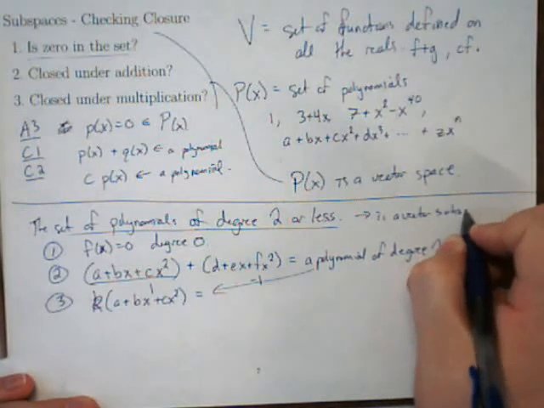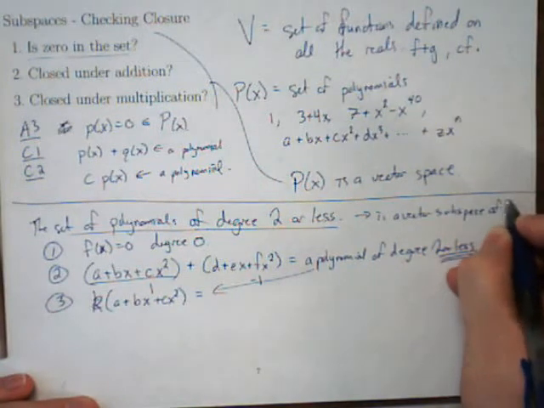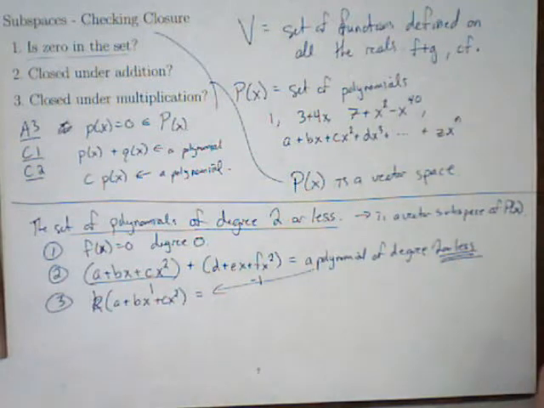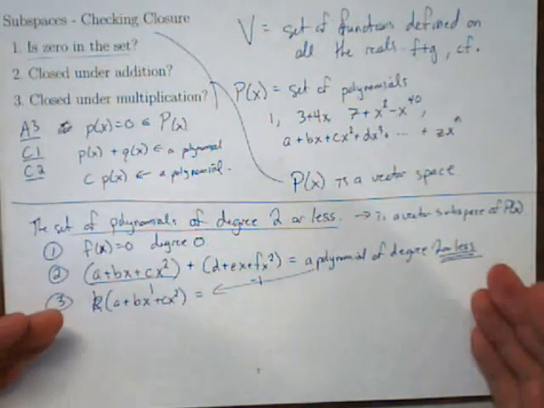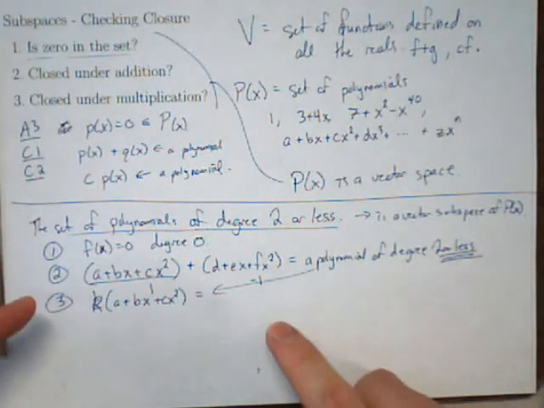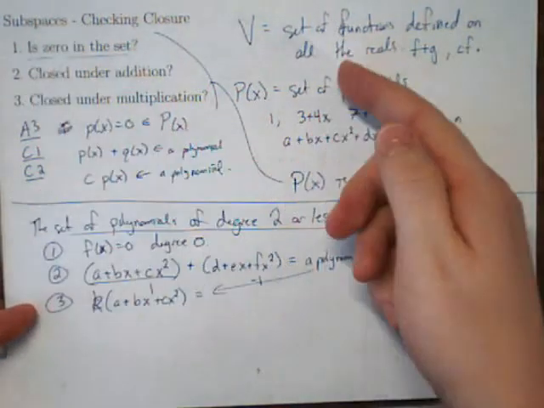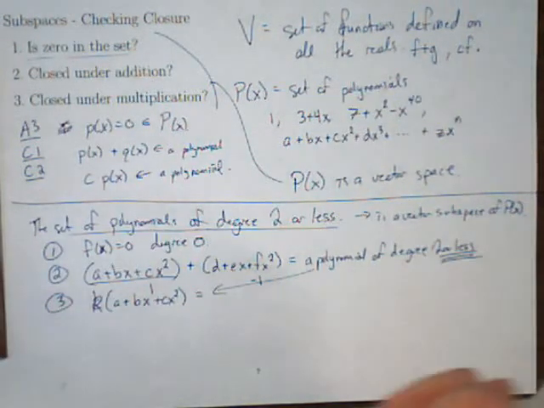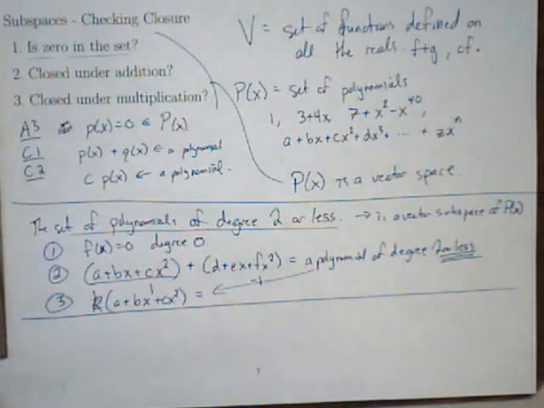It's a vector subspace of the set of all polynomials. We're going to be showing that things are vector spaces from now on by referring to the fact that they're subspaces of some bigger space. One last one I want to look at, and we'll look at that in another screencast. That completes this one.